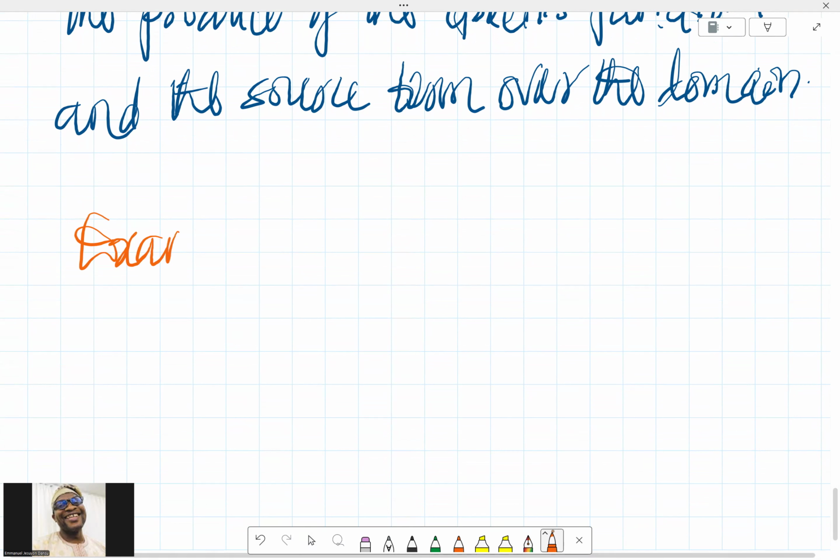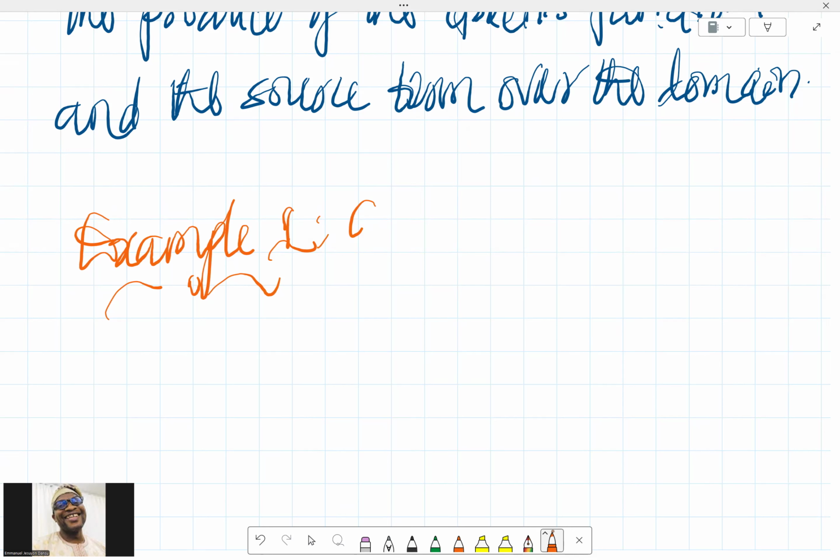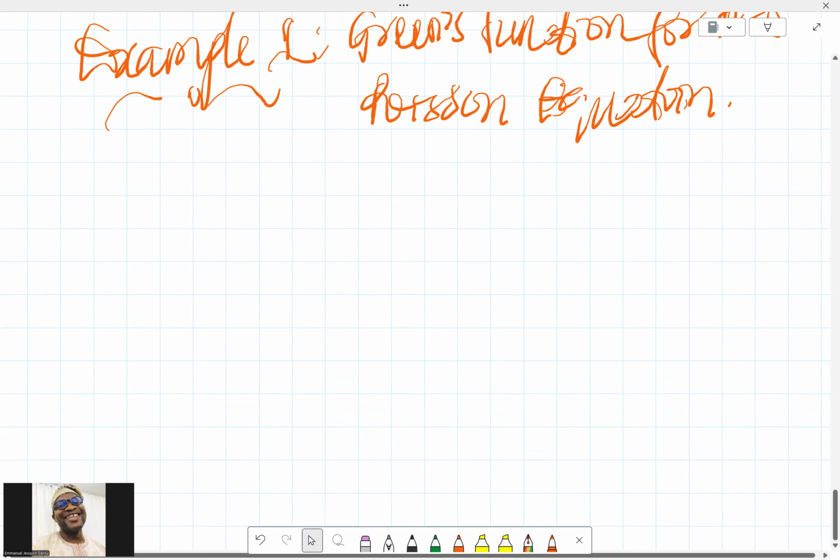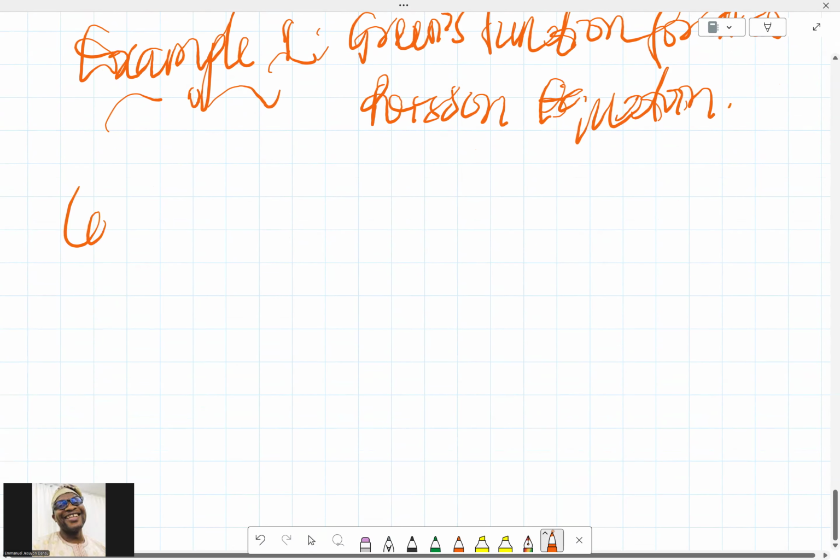Say example 1. For example 1, let's look at the Green's function for the Poisson equation. I think the Poisson equation is more or less like the inhomogeneous version of the Laplace equation, so to speak.